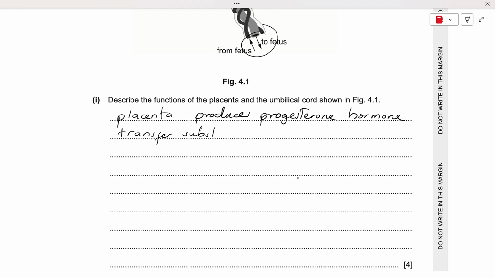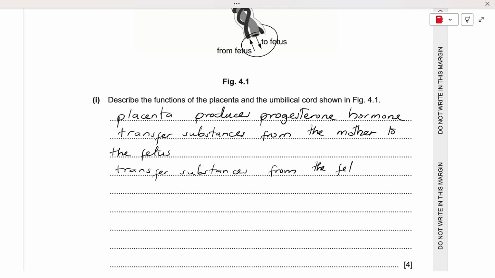Transfer substances from the mother to the fetus. Apart from doing that, the other thing is they carry substances from the fetus to the mother, like wastes. Okay, so they transfer substances from the fetus to the mother. Example, wastes. All right, yes, but also they transfer antibodies to the child.